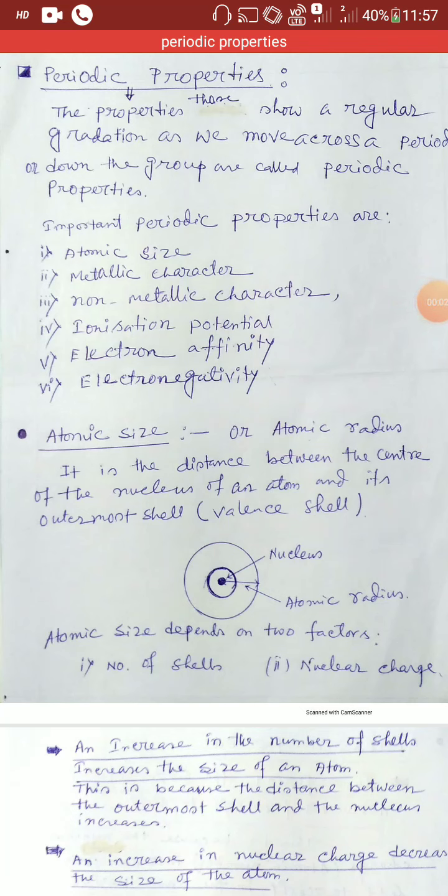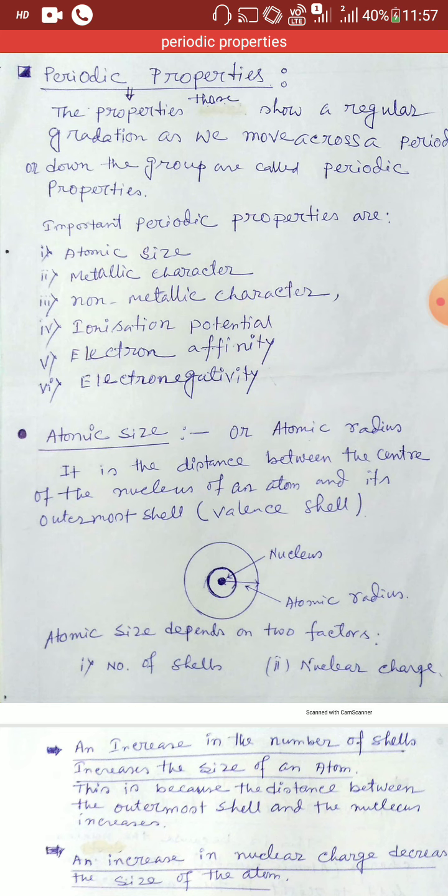Today I will discuss ICSE class 10 chemistry. The topic is periodic table and periodic properties and variation in periodic properties. On this topic, this is my second video. Today I will discuss periodic properties.